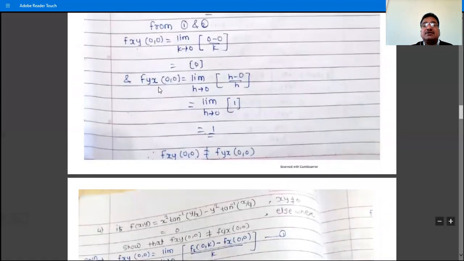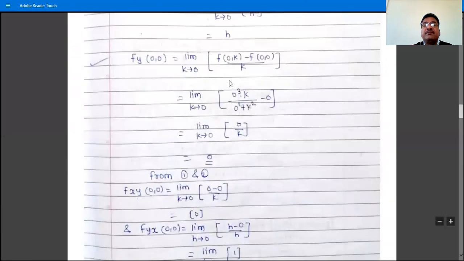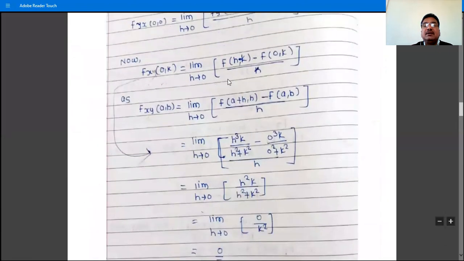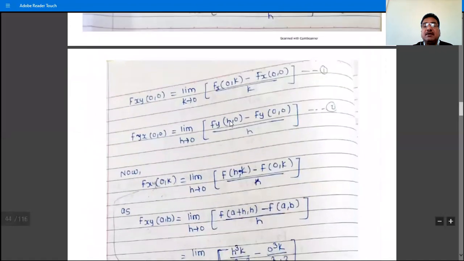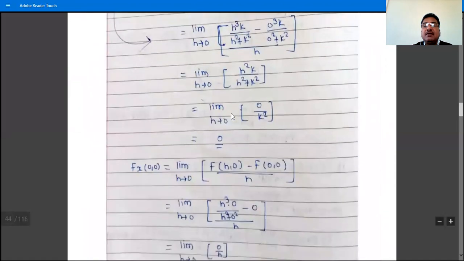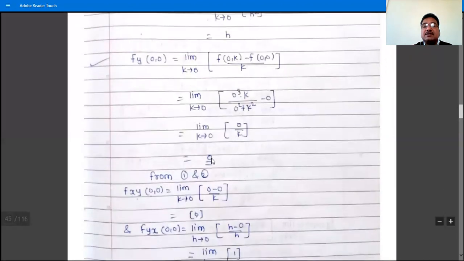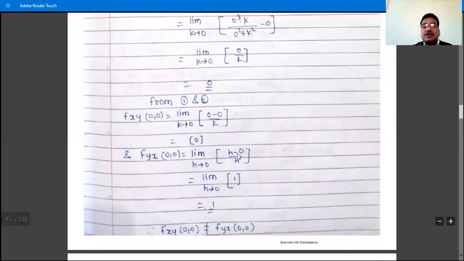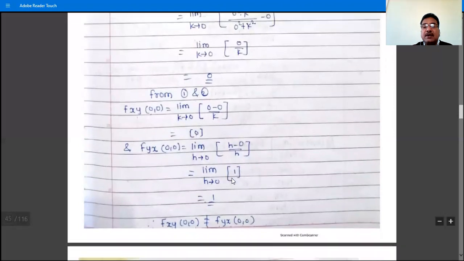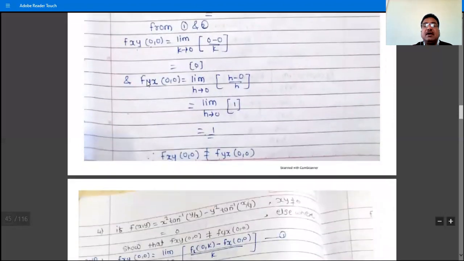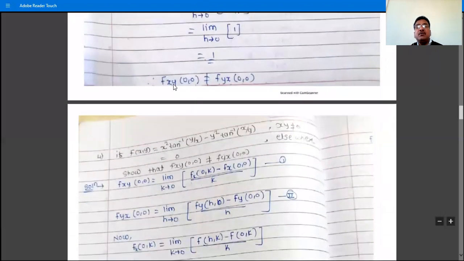And fyx(0,0) is the limit as h tends to 0. The value of fy(h,0) is h, minus fy(0,0) which is 0. So h minus 0 by h is 1. Therefore these two are not equal: fyx(0,0) is 1 and fxy(0,0) is 0. So these partial derivatives fxy and fyx are different at some points.